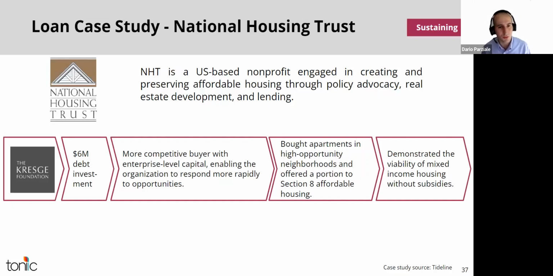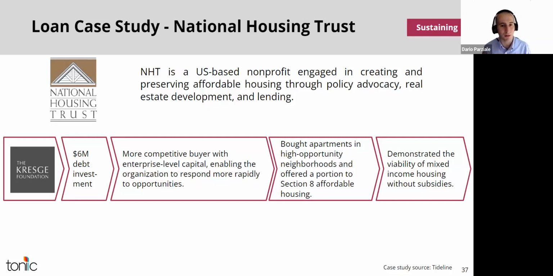For those of you who are not familiar with program-related investment, it's a type of investment used by US foundations that counts towards their annual minimum distribution requirements. The loan positioned the National Housing Trust as a more competitive buyer in the fast-moving housing market by providing enterprise-level capital, which enabled the organization to respond more rapidly to market opportunities, as opposed to having to fundraise at the individual project level.